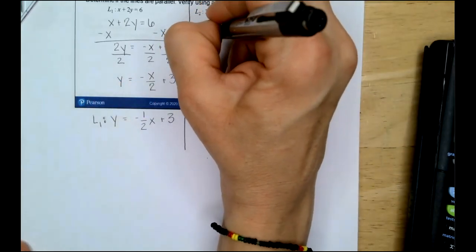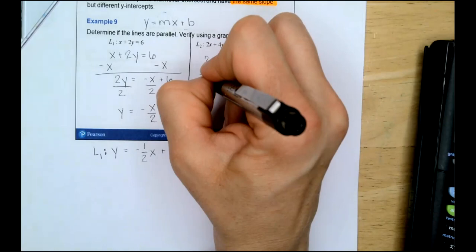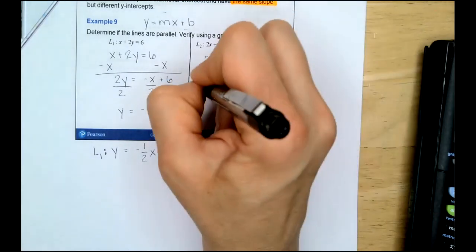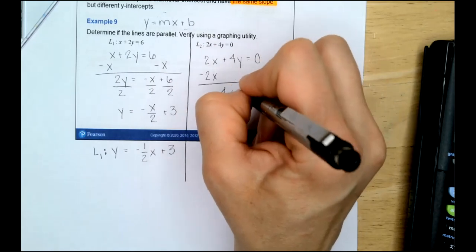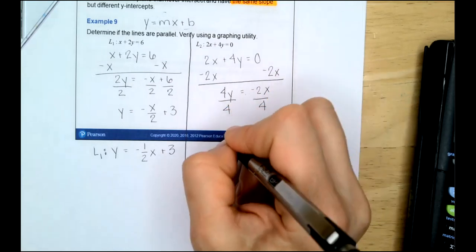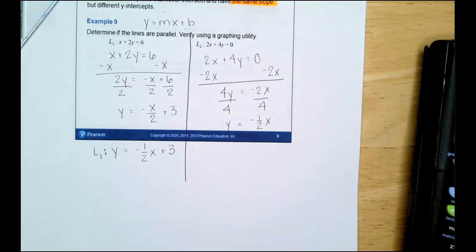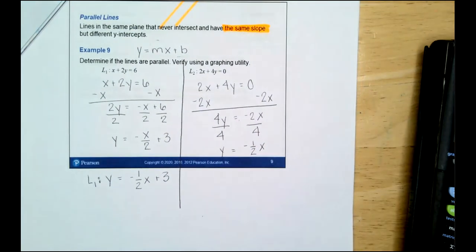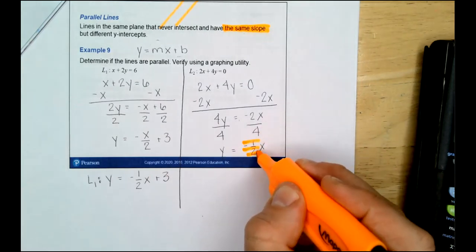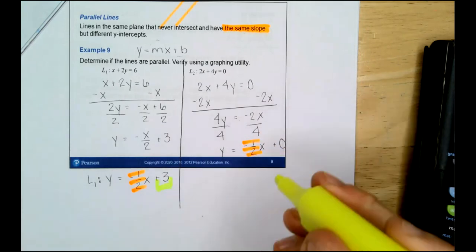L2 is 2x plus 4y is 0. I'm going to move my 2x. I have 4y equals negative 2x. Divide by 4. y equals negative 1/2 x. So that's the same slope, right? And different y-intercepts, because here my y-intercept is 3. What's my y-intercept here? It's 0. It's going to go through the origin.